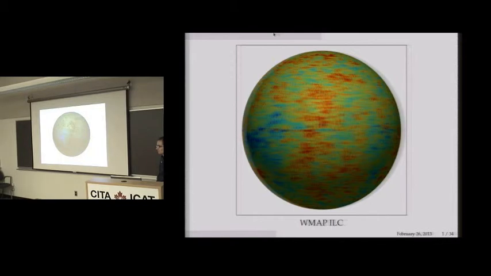Okay. So our first speaker this afternoon is Duncan Hanson. He did his PhD at Cambridge, and then a postdoc at Caltech and JPL, and he's now a CITA National Fellow at McGill University, and his research is related to the CMB spectrum. I'll let him speak.